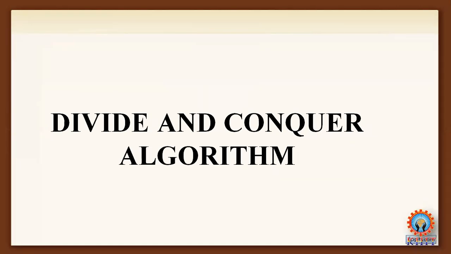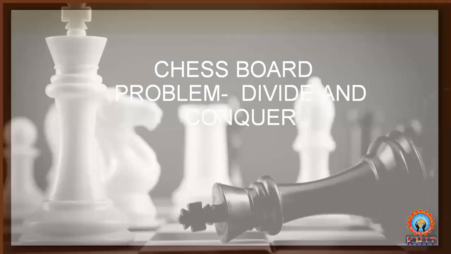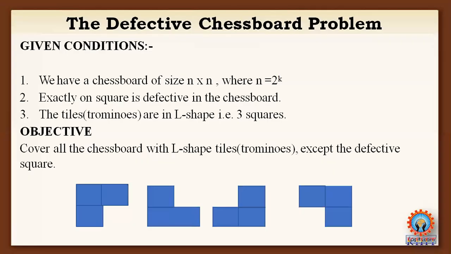The defective chessboard problem works based on the principle of divide and conquer technique only. Now let us see how to solve the defective chessboard problem using divide and conquer algorithm design technique. Here, the condition is: consider a chessboard. The chessboard size is n by n.